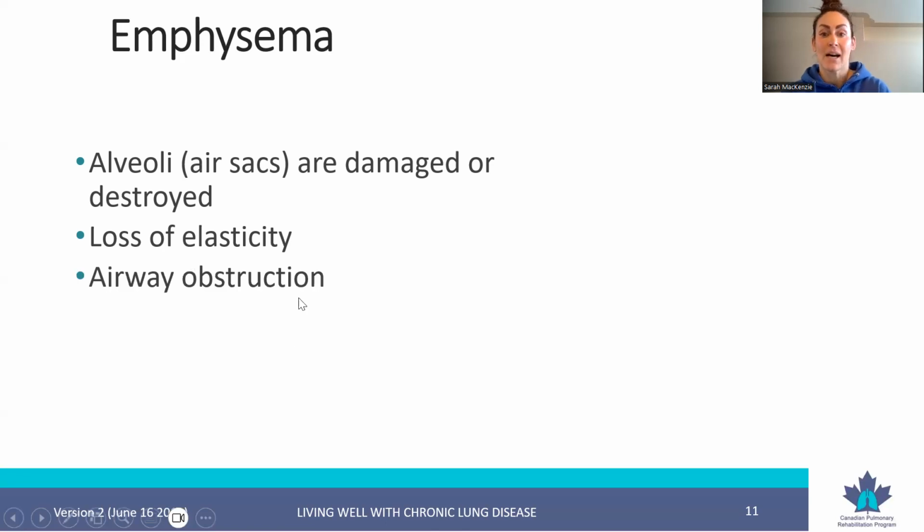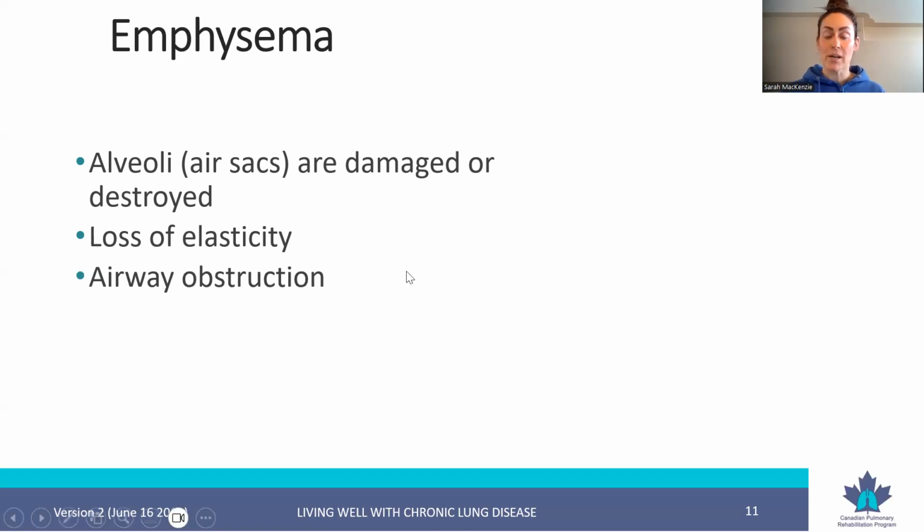So because you have a loss of elasticity with emphysema, you have bigger, floppier airways. Think about this like a balloon that's been inflated way too many times. And now it's kind of big and floppy, and there's air that's trapped inside. That's essentially what's happening in your lungs. So the presence of old air and the inability to get all of that old air out leads to obstruction of new air coming in.